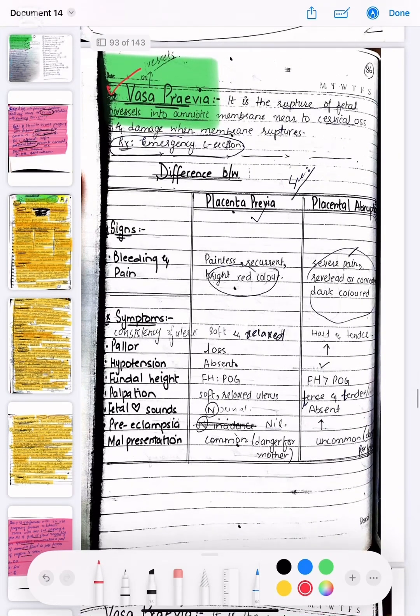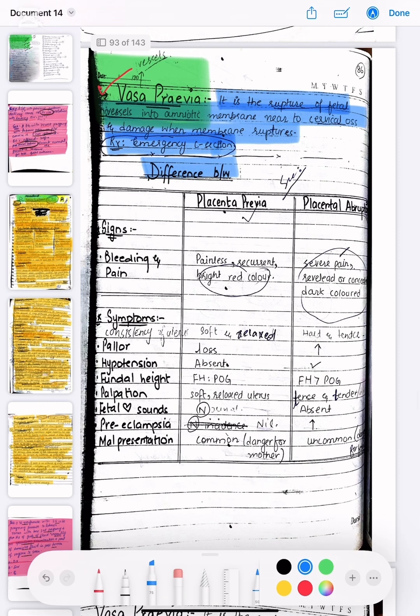Now, Vasa previa. It is the rupture of the fetal vessels in the amniotic membrane near the cervical os, with damage when the membrane ruptures. The treatment is emergency C-section. So what is Vasa previa? It is the rupture of fetal vessels in the amniotic membrane near the cervical os, with damage when the membrane ruptures.